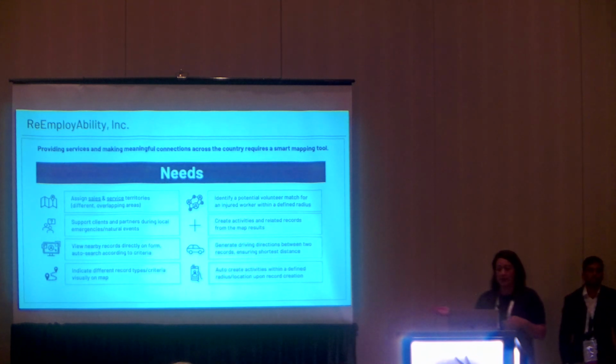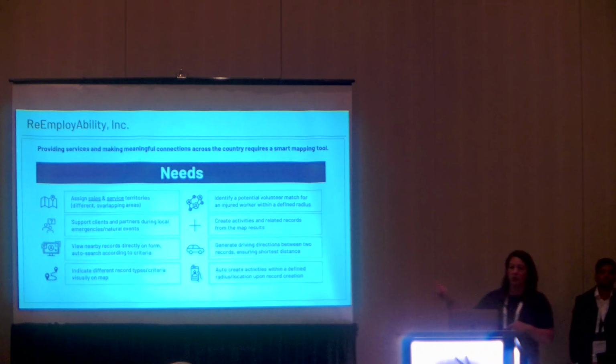Directly from the map, we have a need to create the activities and create related records from the map. We do this in two ways. In one way, you can click the point on the map, as Roohi showed, and it opens up the details of the record. Right from there, you can create a phone call or a task. For us, it's a placement call, so we'll call that nonprofit and see if they have availability to take the injured worker.